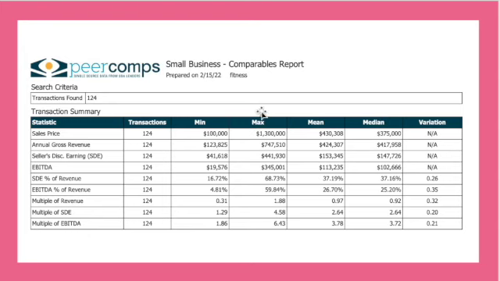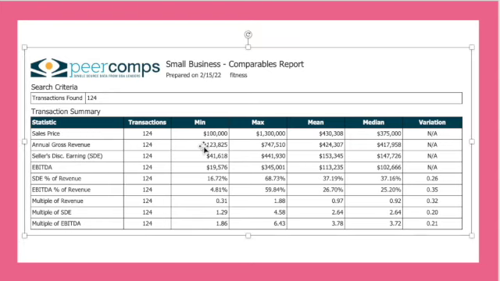Okay? These are sales prices, and by the way, I meant to say these businesses sold between $100,000 and $1.3 million. The gross annual revenue is the important factor. The smallest one had annual sales of $123,000, and the highest one had $747,000, and again, the average was about $417,000.